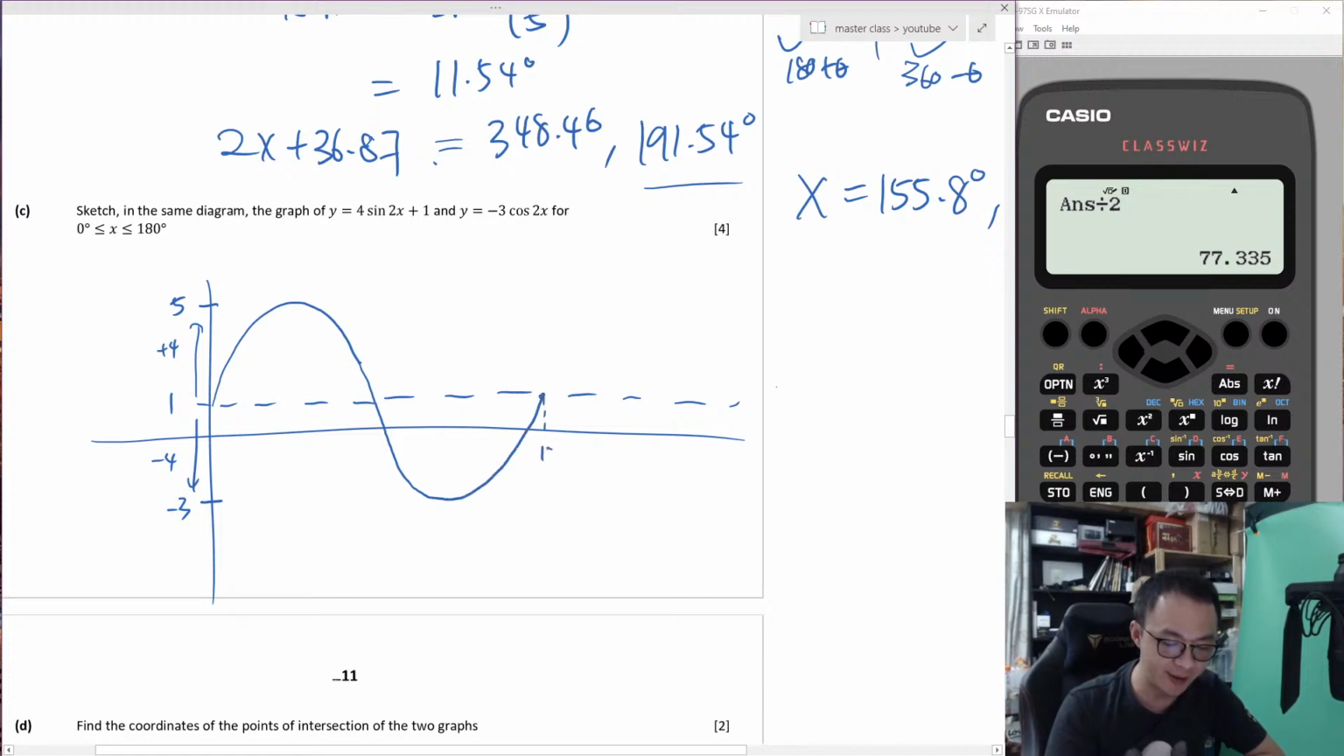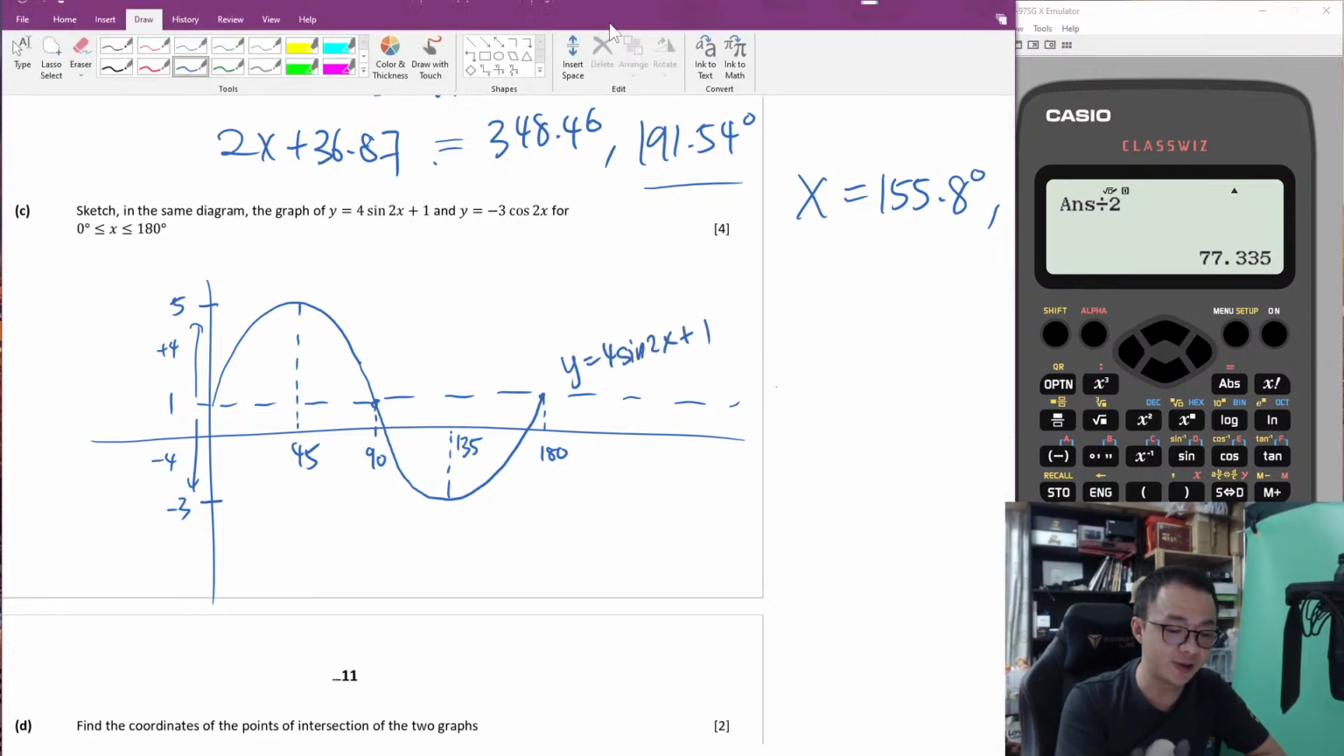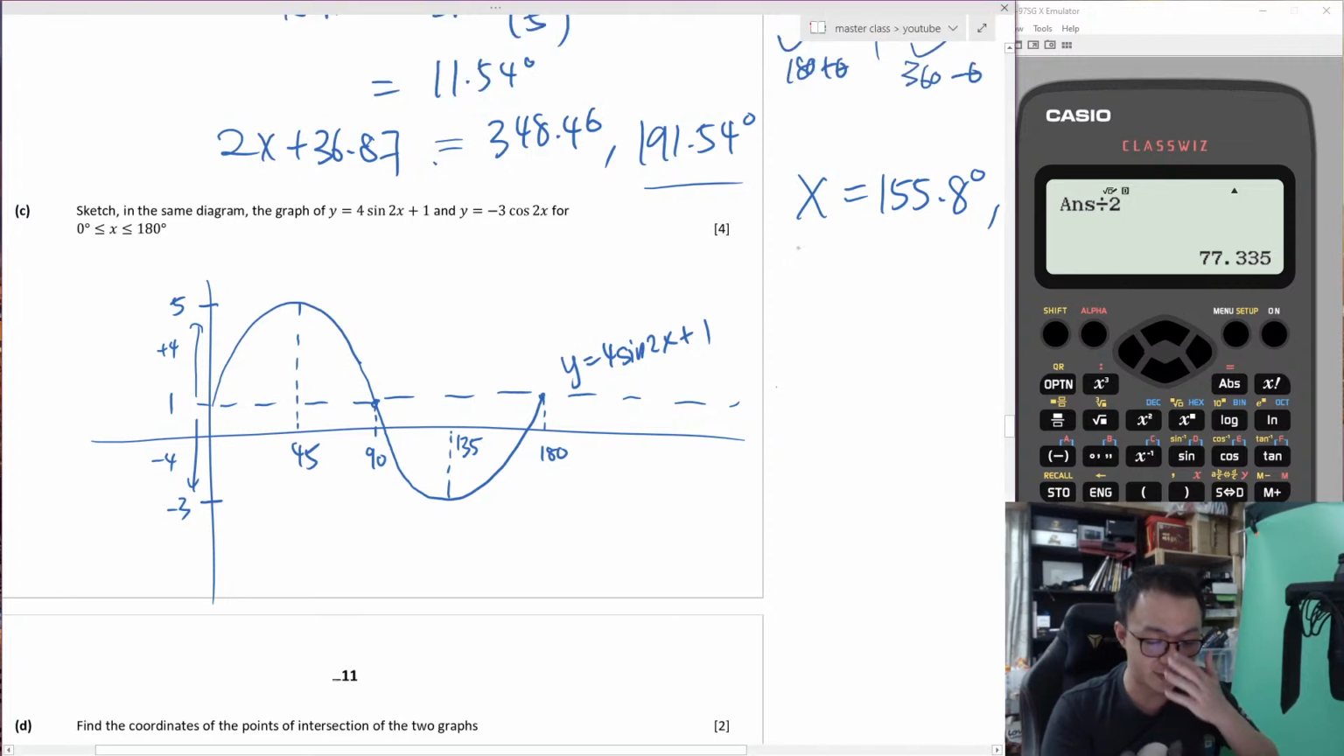Okay, this is 180. This one will be 90 degrees. This one will be 45 degrees. This one will be 135 degrees. Okay, done the first one. So I label it: this is y equals 4 sine 2x plus 1. Alright, then we need to draw the cos x. I use a red color one.